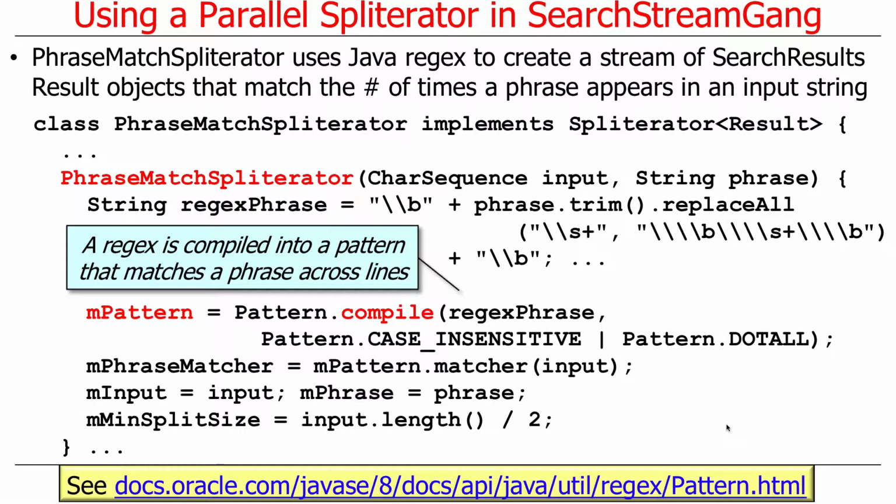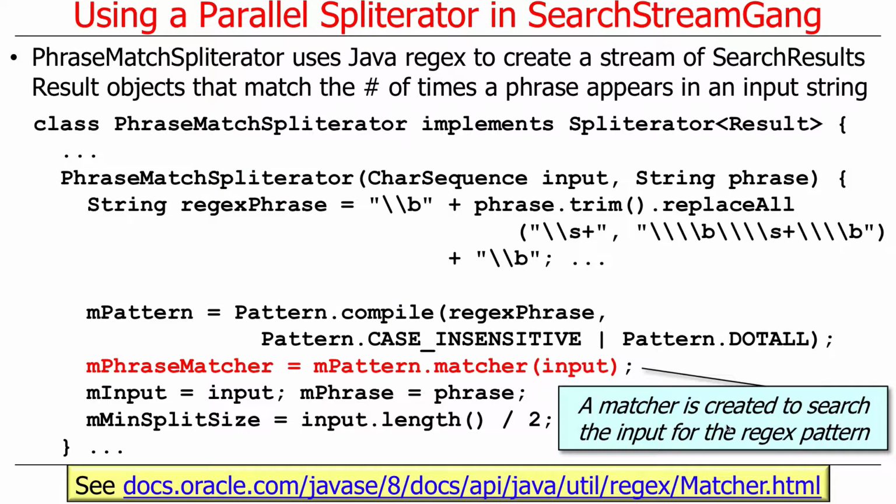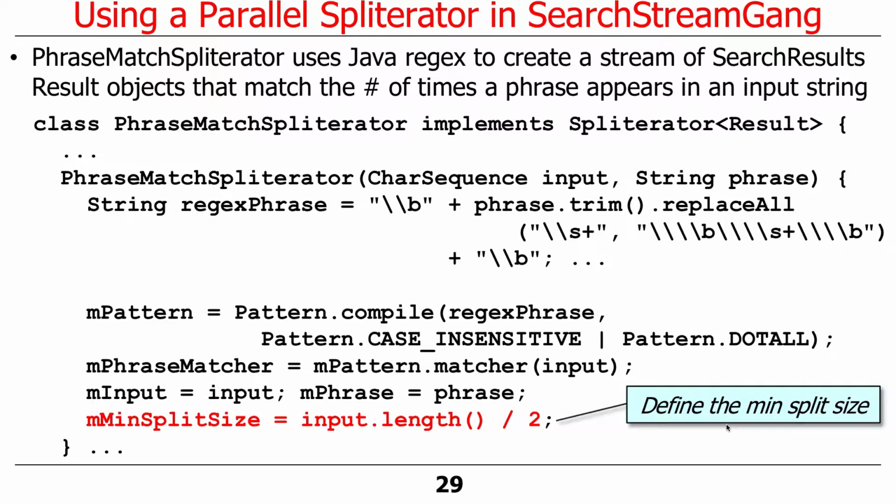Here is a portion of the regular expression that we used for the input phrase in the phrase match spliterator. And as you can see, it's very complicated. And so we compile that regular expression into a pattern that can match phrases across lines. That's what .all means. We do it in a case-insensitive way. And then we associate the input chunk with the pattern matcher to make the phrase matcher. And then we also keep track of the min split size.